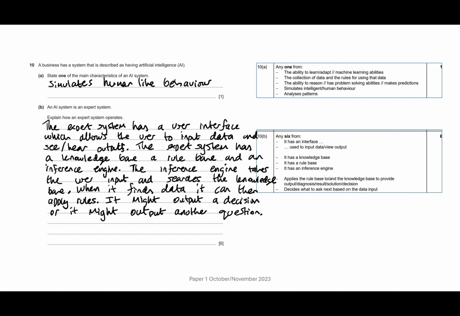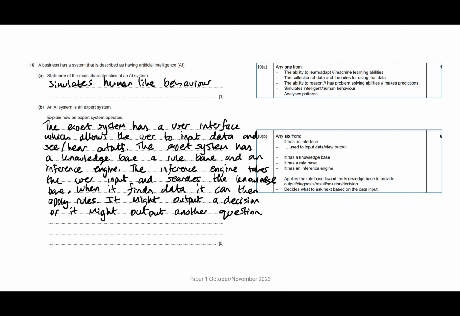Then we've got the expert system. So we've talked about user interface, we talked about the fact that we can input data or see or hear the output. We've mentioned knowledge base, rule base, inference engine, and we talked about the inference engine looking at the knowledge base, finding information, applying rules to it, output a decision, and then we also mentioned at the end that it might have a decision, or it might actually need more information and ask another question.